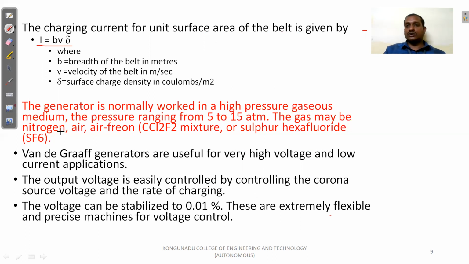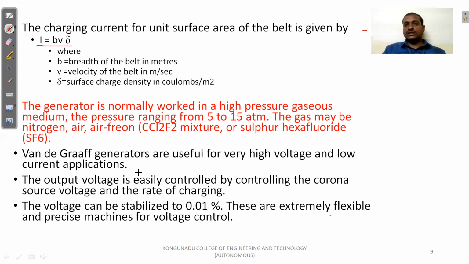We already discussed that it works under a high pressure medium or vacuum. In the high pressure gaseous medium, the pressure ranges from 5 to 15 atmospheres. The gas may be nitrogen, air, Freon, a CCl2F2 mixture, or sulfur hexafluoride, SF6. So this is the gaseous medium.